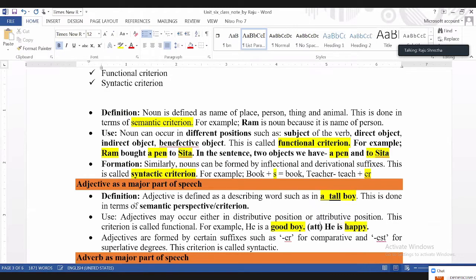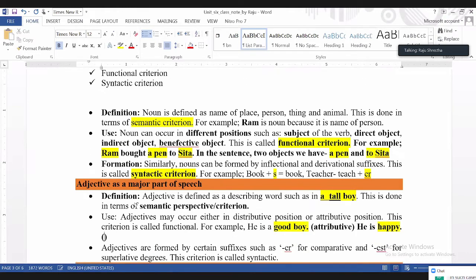Attributive position, and this is what predicative position. This is what predicative position. Predicative position. So predicative means it predicts, it says something about the subject, and attributive means this talks about the noun which it has preceded. So this is what position.